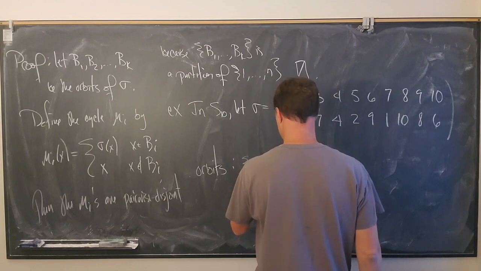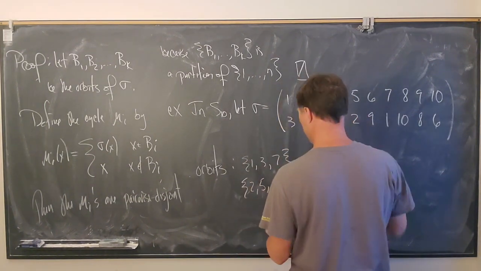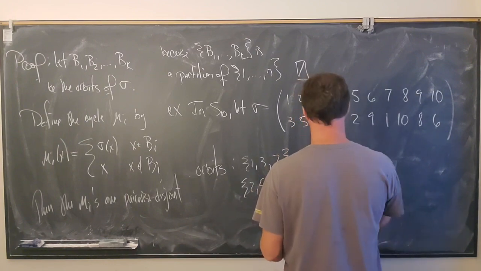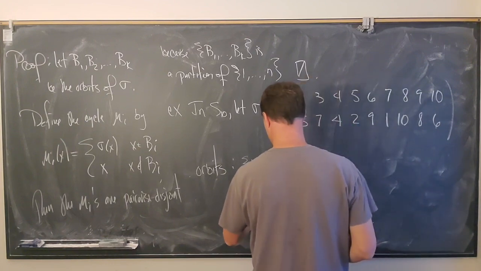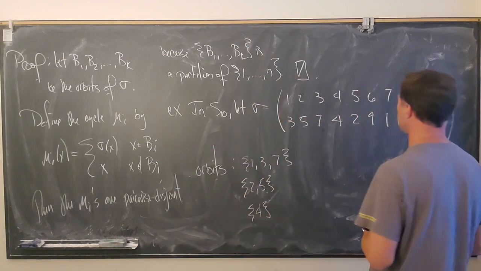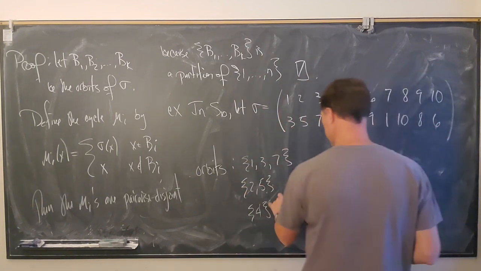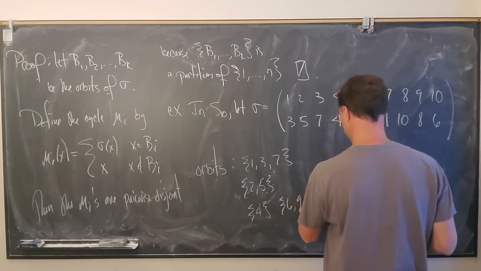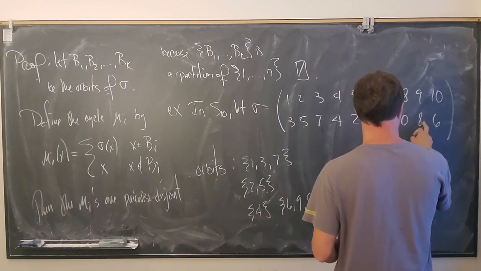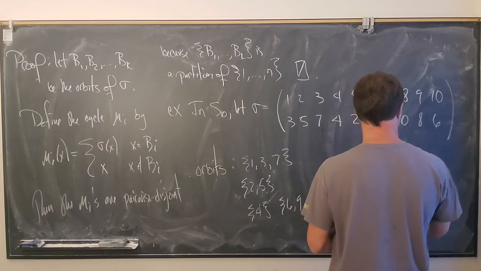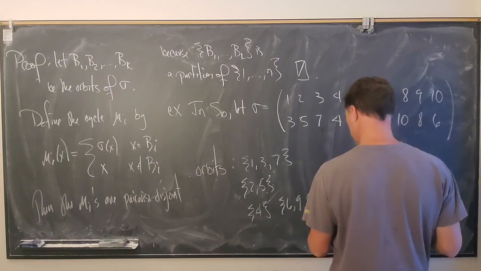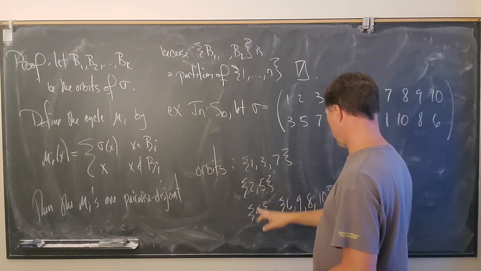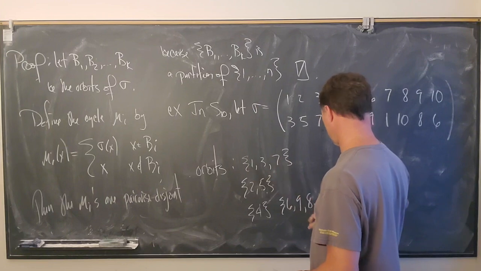2 goes to 5, which goes back to 2. 3, 4 is its own orbit. 5, 2, okay, then we're going to have 6 goes to 9, which goes to 8, which goes to 10, which goes back to 6. And let's make sure we have everybody here. 1, 2, 3, 4, 5, 6, 7, 8, 9, 10.